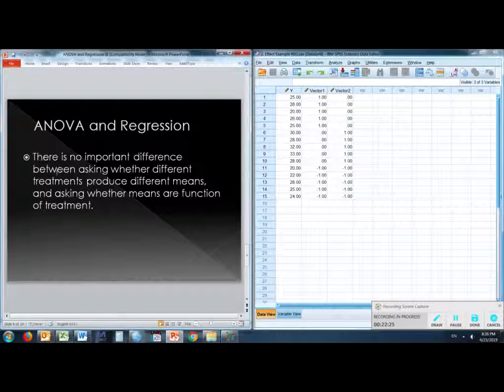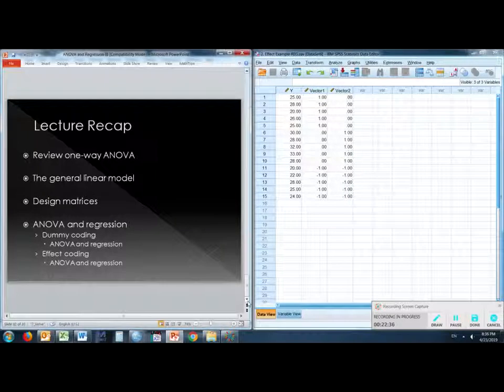So, to summarize, there is no important difference between asking whether different treatments produce significant means and asking whether means are a function of treatment. Today, we reviewed one-way ANOVA. We learned the general linear modeling family. We learned the design matrix, and we used an example to explain the connections between ANOVA and regression. We differentiated the dummy coding and the effect coding.